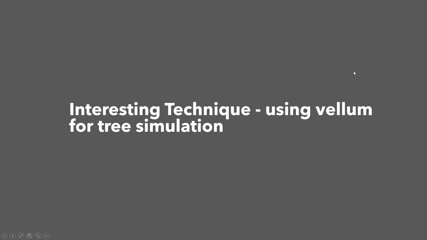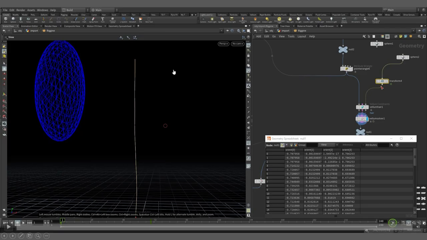Using vellum, I'm trying to simulate a trunk as a separate simulation, and then use the result of this simulation to move or animate the next hierarchy, and the next hierarchy after that, and so on. So we'll see this technique and how we can use it.